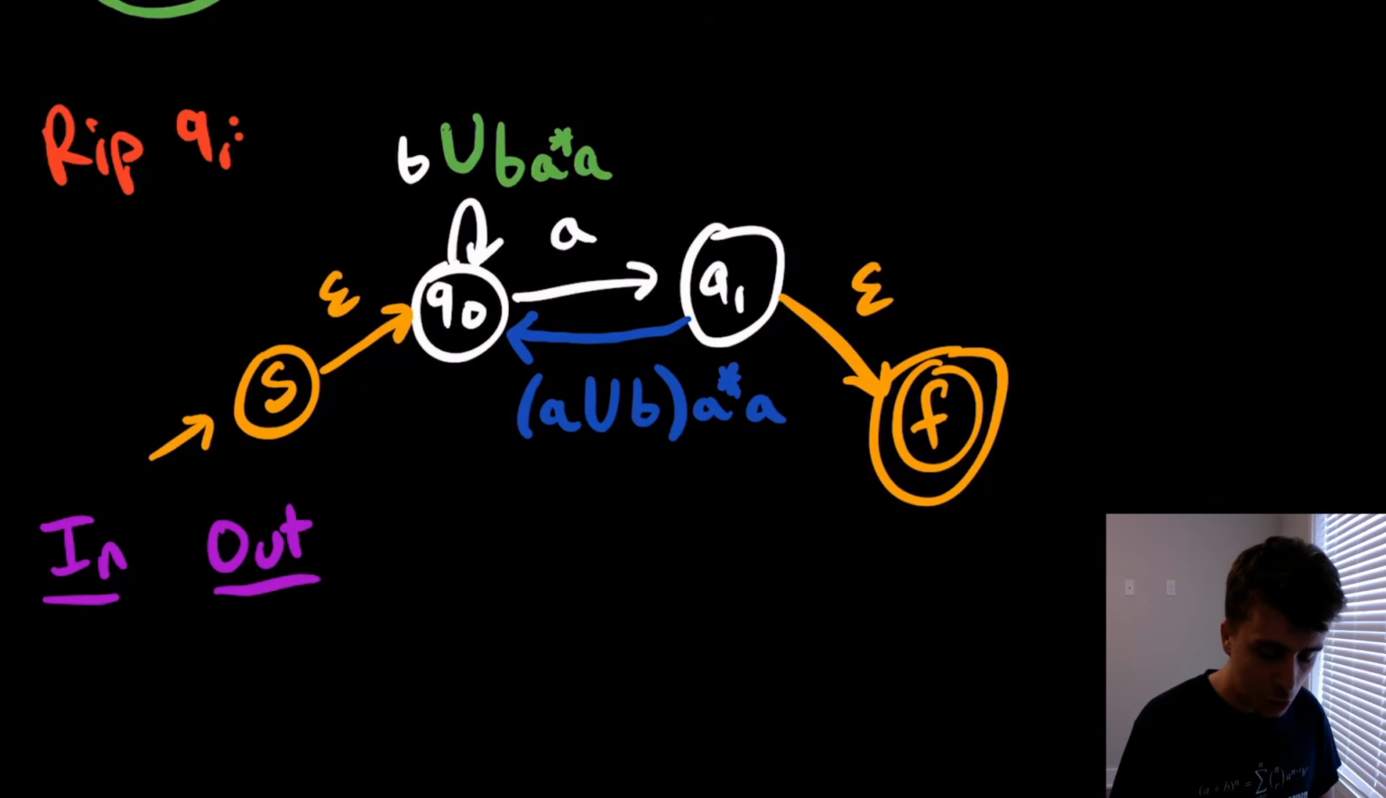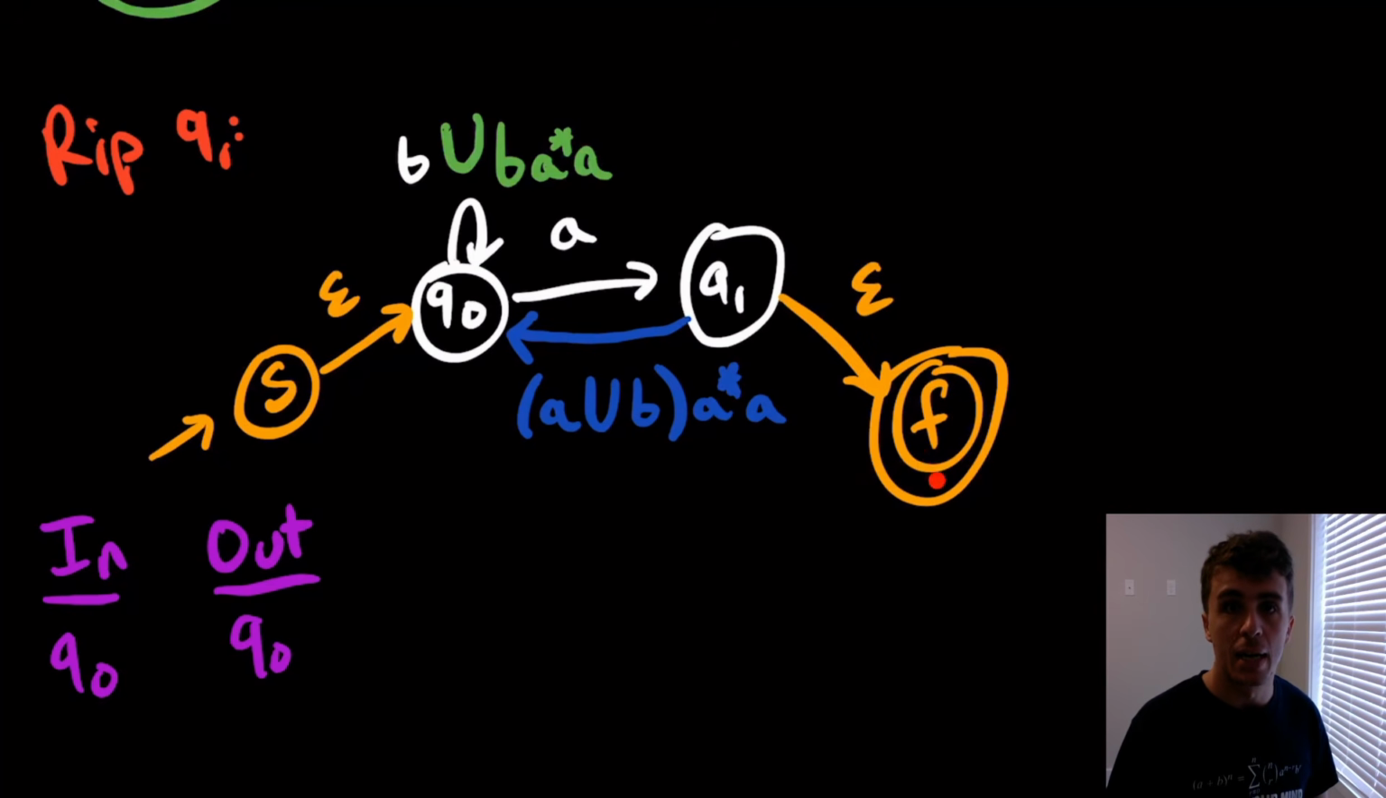So what states go into Q1 from somewhere else? Well, the only one is Q0. And where does Q1 actually go to? Well, Q1 goes to Q0, so that's going to go on the out list. And Q1 also goes to the F state right here, so I have to add that as well.